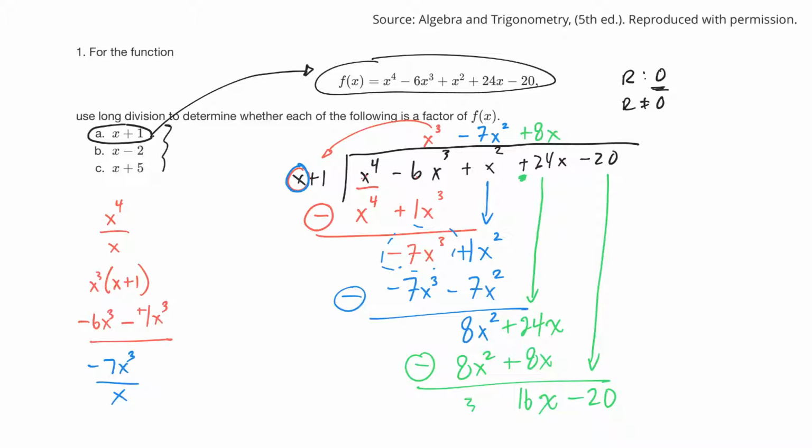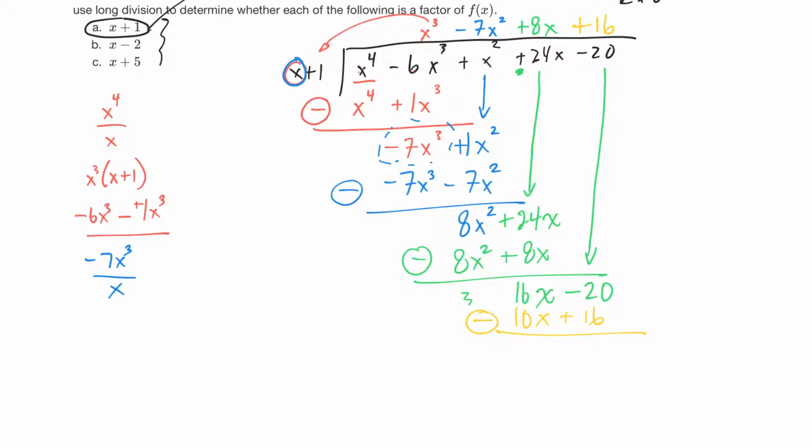So x into 16x will be a positive 16. 16 times x is 16x. 16 times 1 is a positive 16. Okay, and now subtract. So 16 minus 16 is nothing. Negative 20 minus that is a negative 36. And since I have no more numbers or terms to bring down, they're done. This will be my remainder.